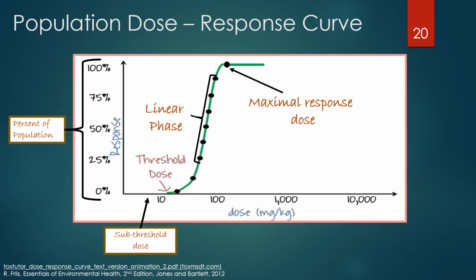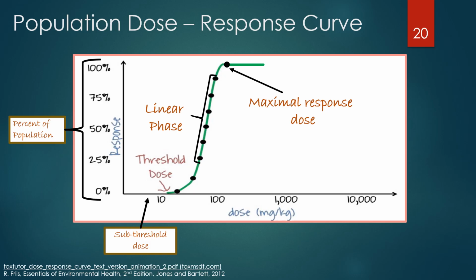The population dose-response curve is classically a sigmoid or S-shaped curve. This is also called a quantile curve. The response could be the percent of a population that has an observed outcome, like a protective or negative health effect, to various doses of a substance or chemical. At the beginning of the curve, there is a flat portion, demonstrating that at low levels, the dosage has no effect. This is the subthreshold dose.